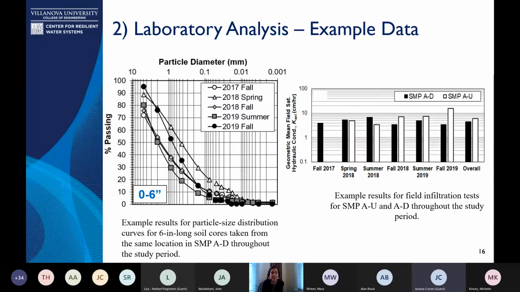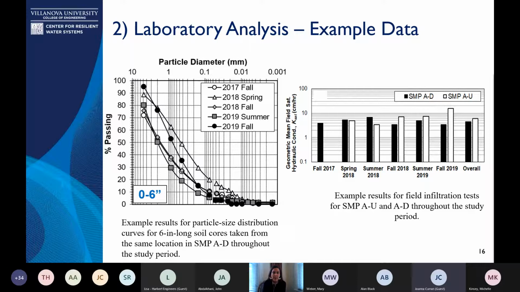This is just an example of our soil cores that we had. And as I mentioned, we went out a few times a year and collected this data. And as you can see, from the fall of 2017 to the fall of 2019, and now we've even gone beyond that, there's not a huge change that happened. So that's a good thing. The soil's staying the same. It should be functioning the same, and it was functioning the same.